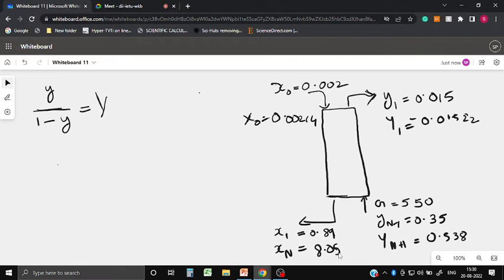Then next question, height of packed bed in an absorber. It can be estimated as, here HETP is the height equivalent of theoretical plate and NTP is number of theoretical plates. So what will be the height of the packed bed absorber? Answer B. Answer B, yes.